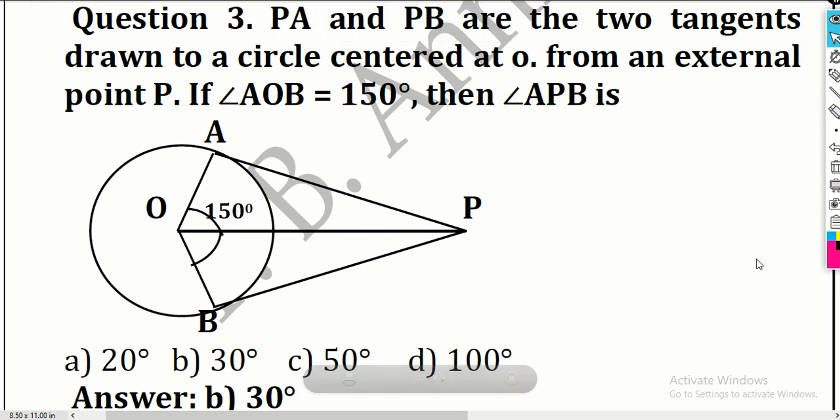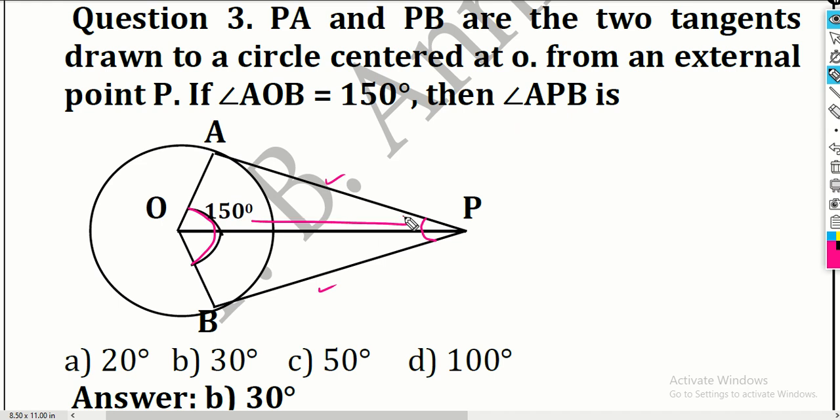Okay, here PA and PB are the tangents they have given. These two are the tangents, and they have given the total angle AOB equal to 150 degrees. And then what is APB? Here we have to find this angle APB.